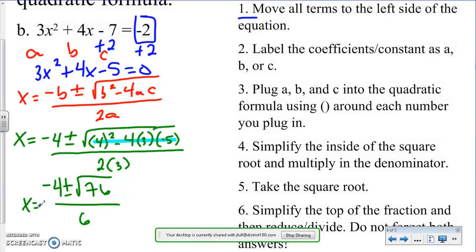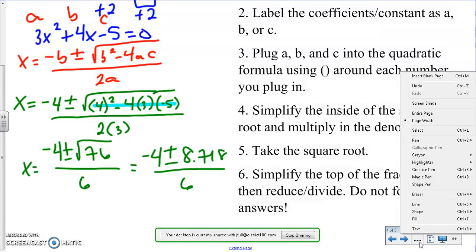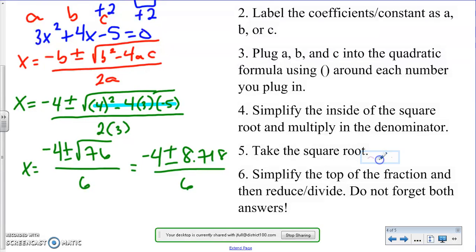Okay, now when you type the square root of 76 into the calculator, you actually do not get a whole number like we did in the last one. We get a decimal. So we're going to use that decimal. So we have negative 4 plus or minus, and then the square root of 76 is 8.718, all over 6. And our final step here is going to be to write this out twice so that we can find our 2 answers.